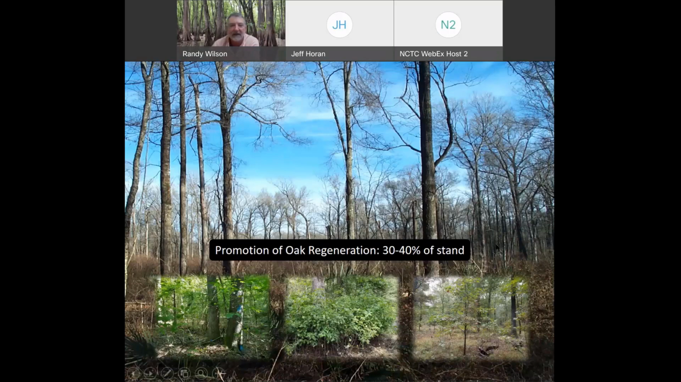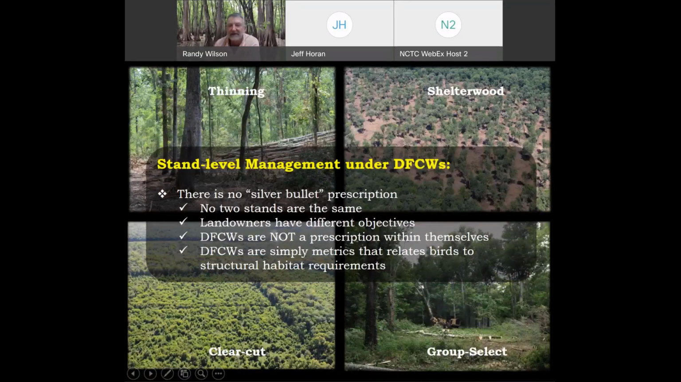Looking at the stand level management under these desired conditions, the take home we always try to present is there's no silver bullet. Everybody says, well, how do I manage for desired forest conditions? Well, I can't tell you, because every stand is different, right? And then every landowner has a slightly different objective. And that's even within landowners, like within the National Wildlife Refuge System, we generally all have the same end goal, but each refuge is slightly different. It's at a different position in the landscape, along the wetness gradient, etc. And the same holds true for the private lands arena as well.